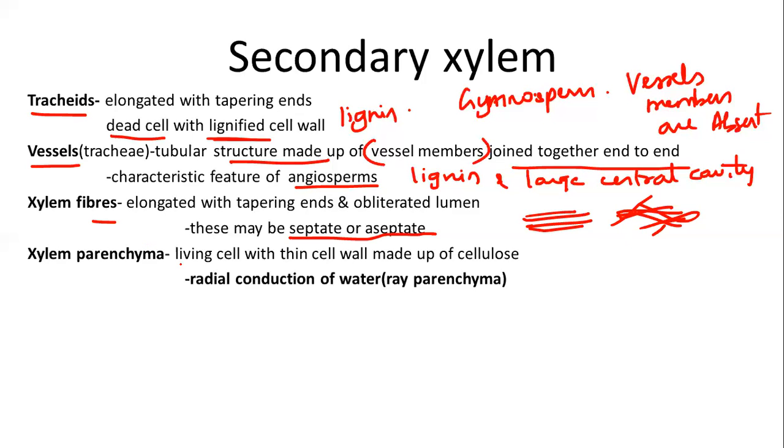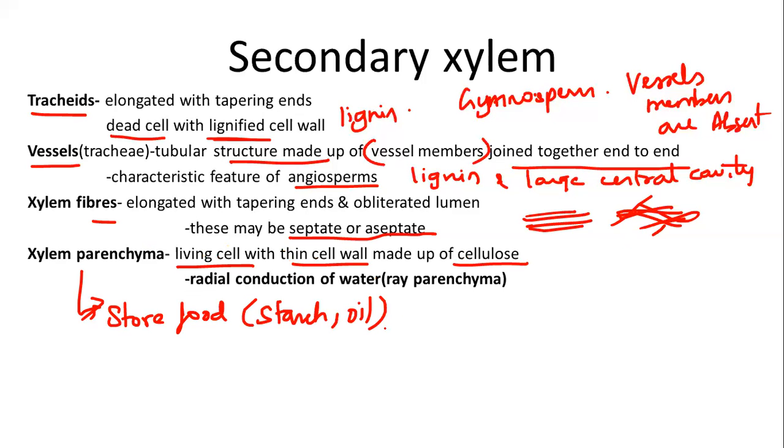Last one is xylem parenchyma, which is the only living cell of the xylem. It has a very thin cell wall made up of cellulose. The main function of xylem parenchyma is to store food, and that food is starch and oil. The main function of the xylem is conduction of water as well as minerals, and also to give mechanical strength.